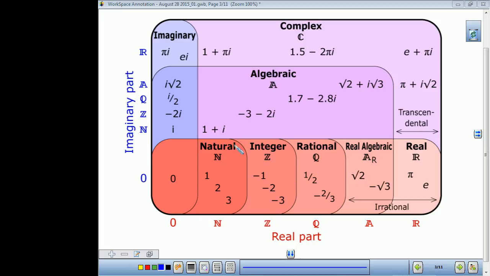Algebraic is anything we can solve for algebraically. Real algebraic would just be those square roots of positive numbers. And then real. So all this is contained in real. And then going up this way, we have our imaginary. And then coming out this way, we have our complex. Now, doesn't this number look cool? e plus pi i. Okay, just to me.